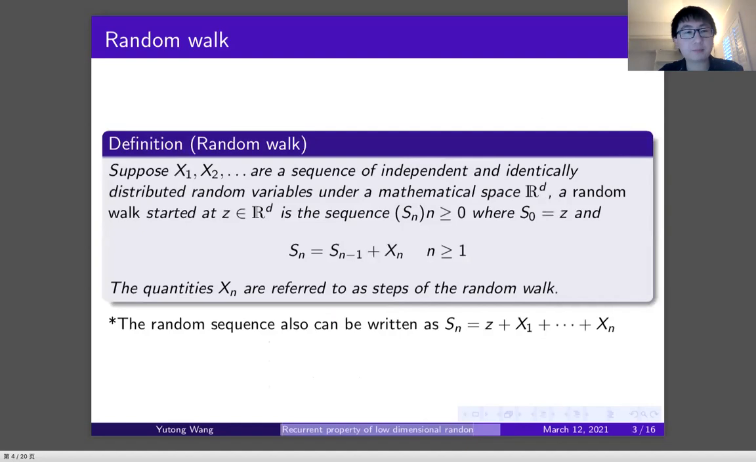Let me give a definition of random walk. For X, which are random variables in a mathematical space, we denote S_n as a random sequence, where S_n is equal to S_{n-1}, the previous term, plus X_n. And we can also write S_n as z plus X_1 plus up to X_n, where z is equal to S_0, which means this is the original point.